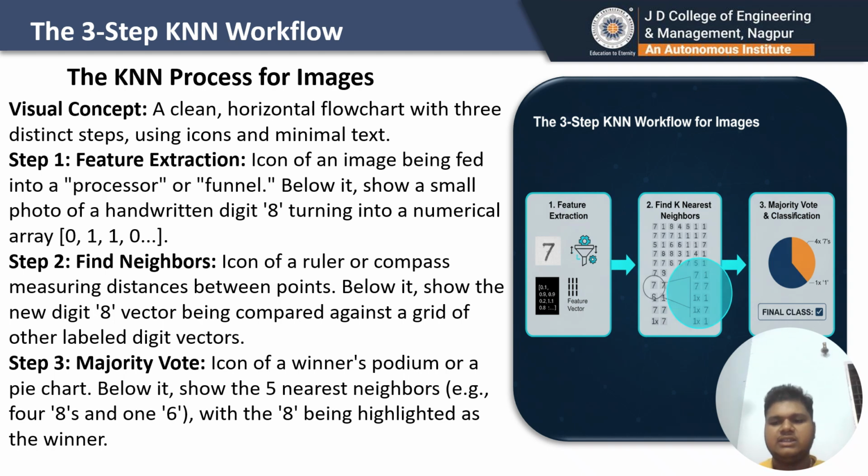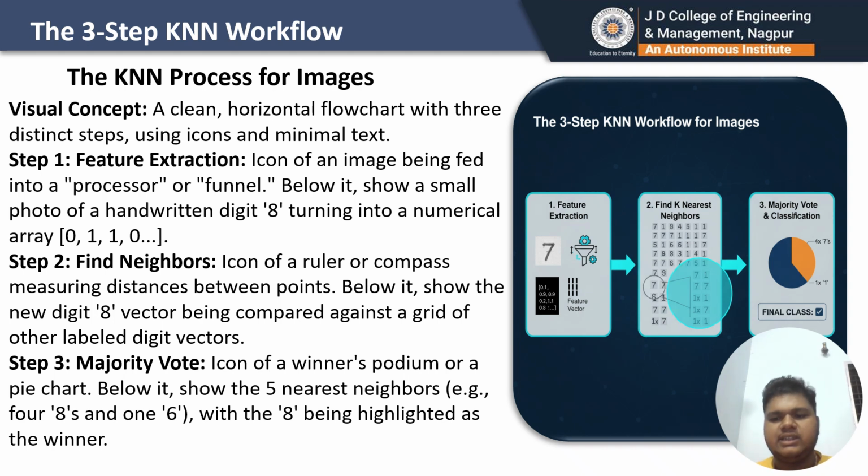So how does this apply to images? It's a clear three-step workflow. Step 1 is feature extraction. An image is not a simple data point, so we first need to convert it into a numerical feature vector, a list of numbers that the algorithm can understand. This could be as simple as the raw pixel values.